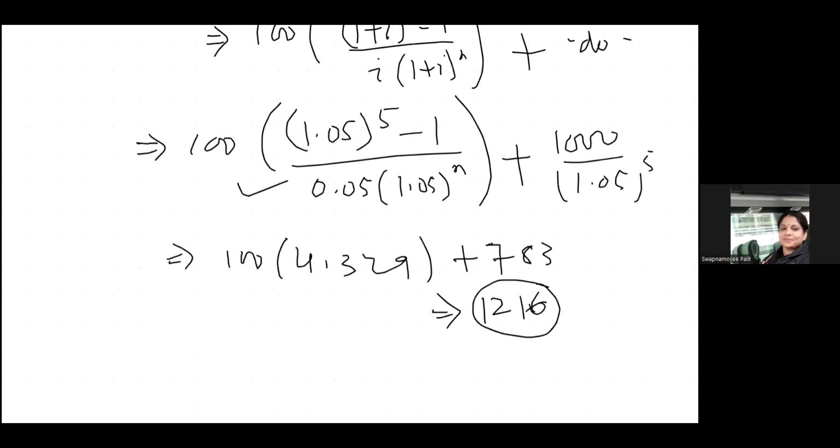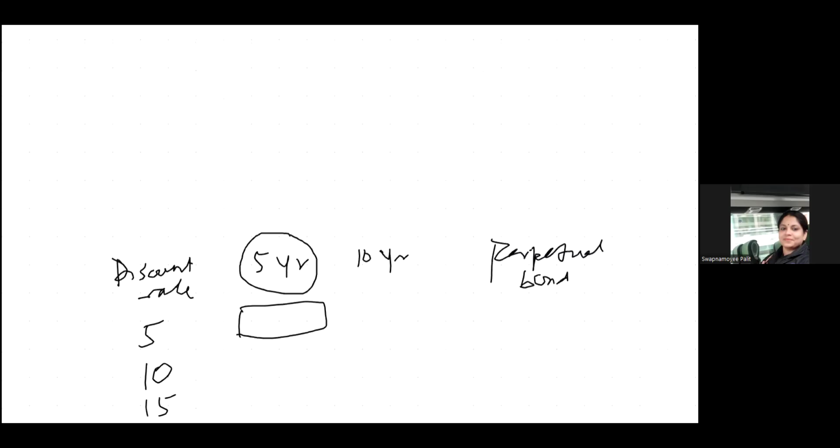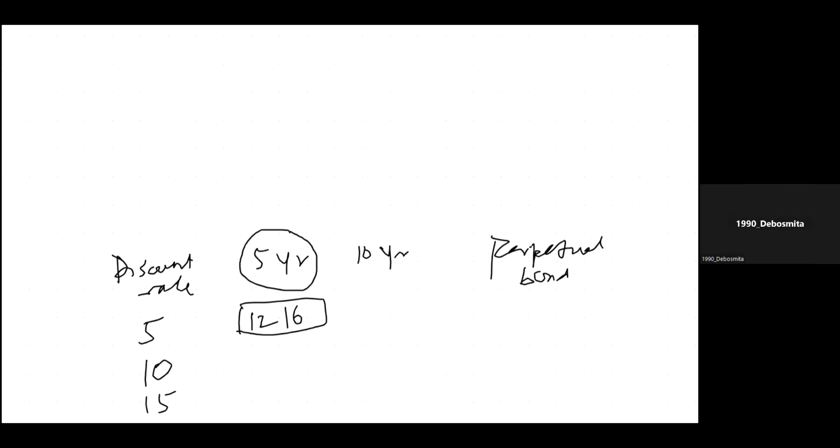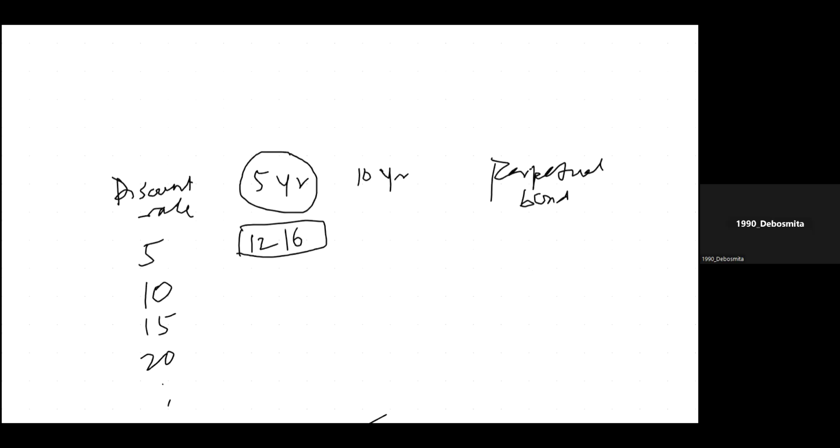So what you got is 1.16. I'm just showing you the procedure. This is 1.16. Did you get, Devasmita? Yes, ma'am. Doing. You can just see.